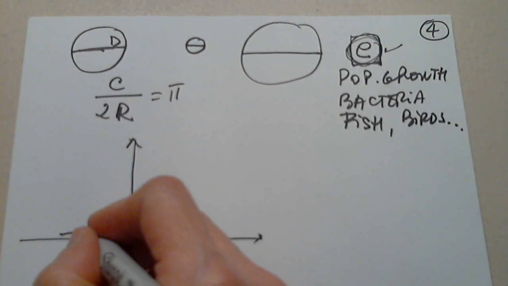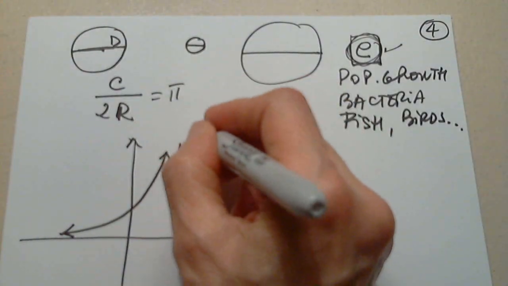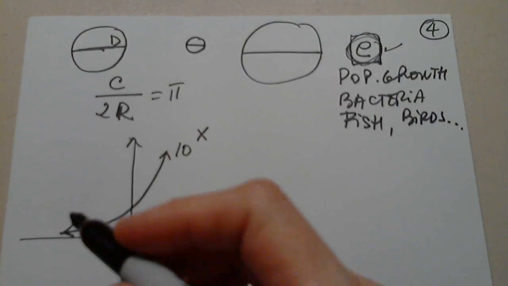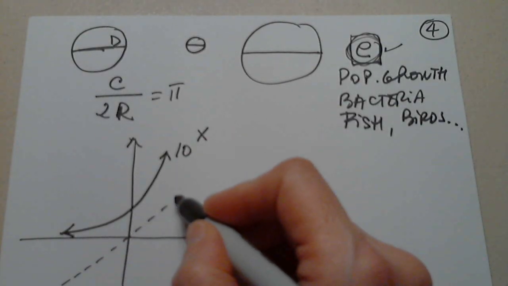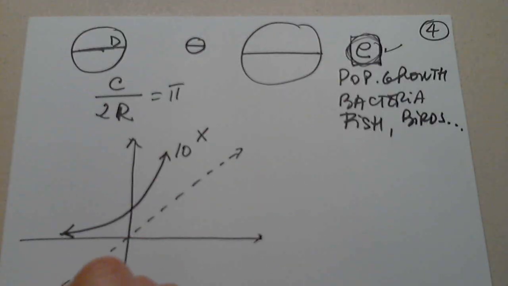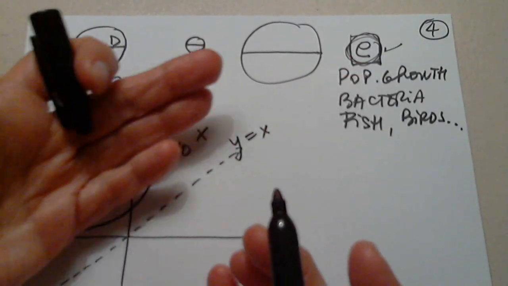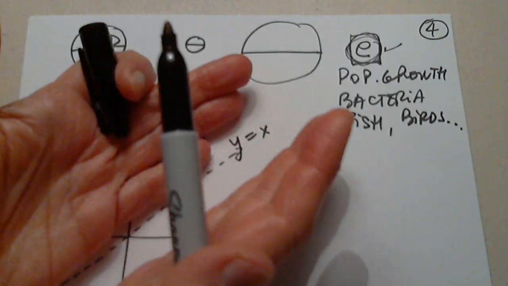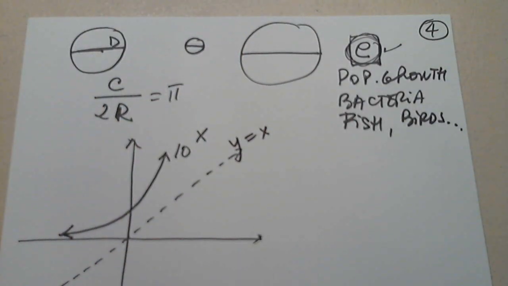If you remember when we graph a function, let's say this is 10 to the x, and then I'm going to graph the line that bisects, y equals x. This line divides the plane into two equal parts, this part and this part. Why is it used? Why is it important?